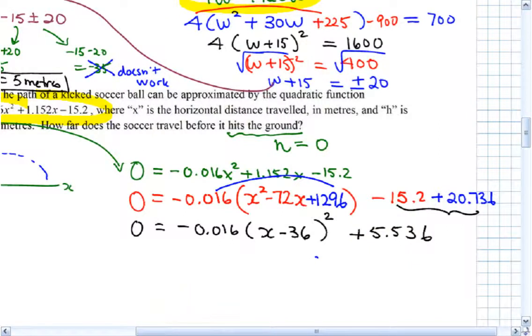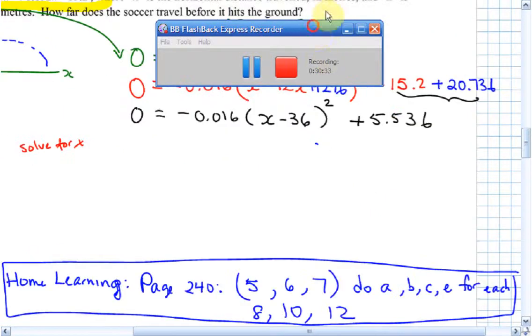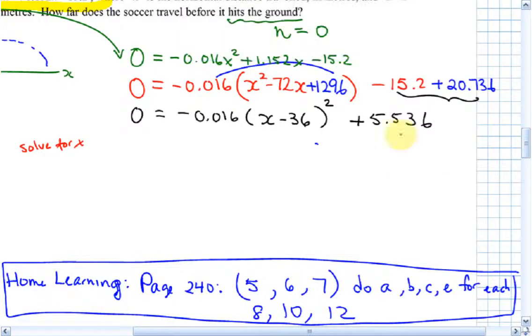What's next now to get this done? Now you just need to solve for x. I'll give you a few seconds to try this first, and then I'll double check my answer with yours. Go ahead and see if you can do this on your own. What you should do is try to isolate x. My advice to you is let's move this 5.536 to the left side. And if I do that, I get negative 5.536 equals negative 0.016 x minus 36 all squared.